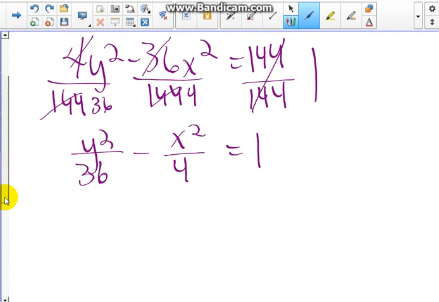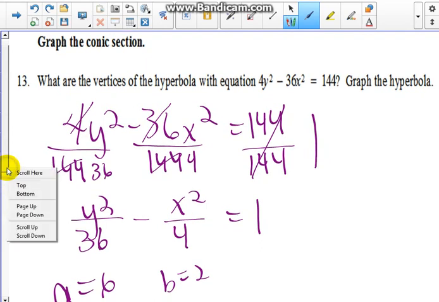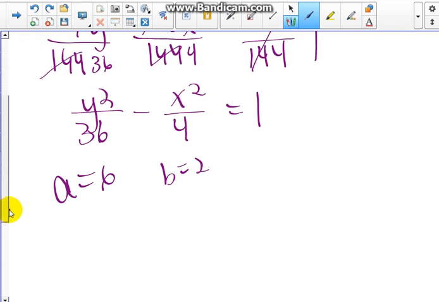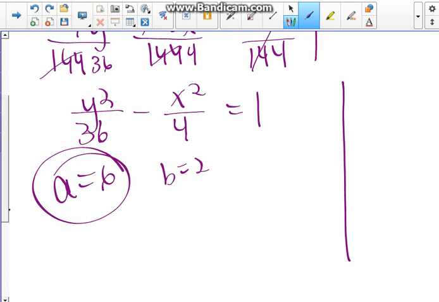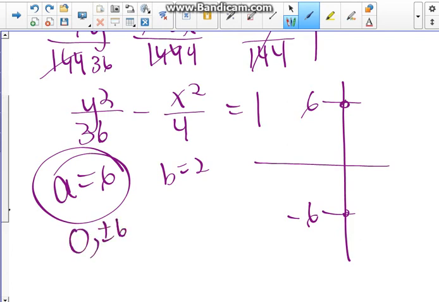So there we have it. That means that our a squared is 36, so a is equal to 6. b squared is 4, so b is equal to 2. So now we've got to get our vertices. The a value gives our vertices, so we know that it is on the y-axis at 6 and negative 6. So there are our vertices. We know this is going to be a vertical hyperbola. So the vertices officially are 0, positive and negative 6.